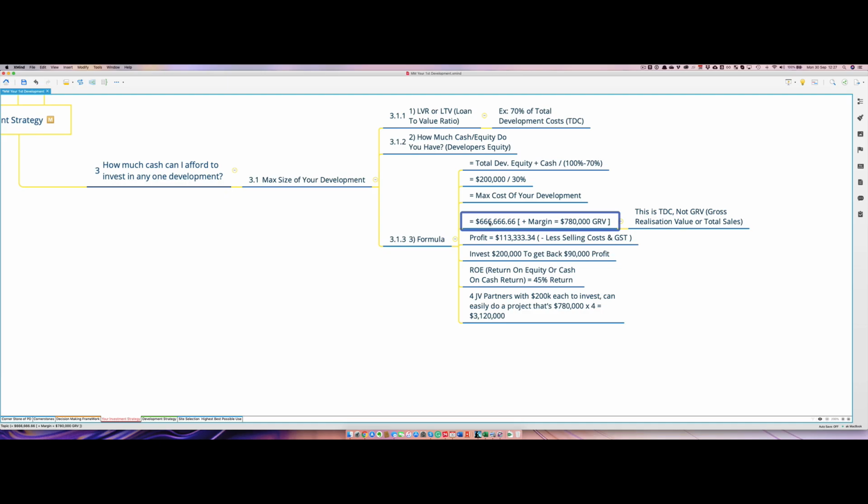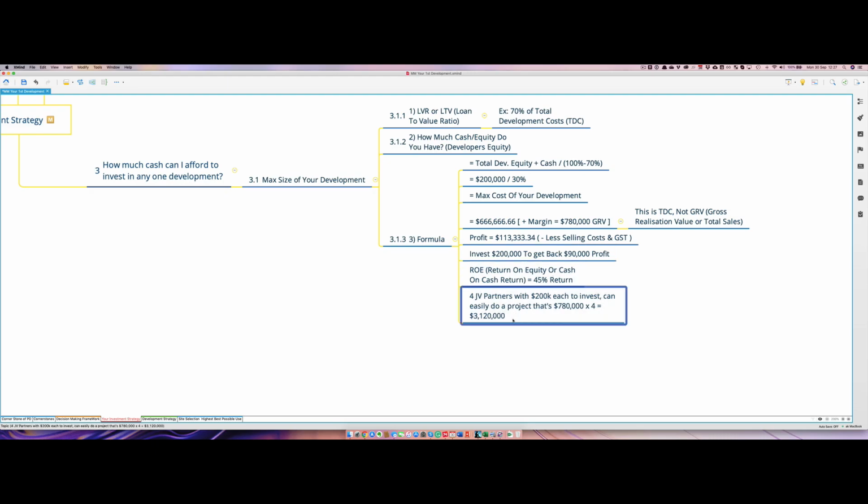Remember that this is the total cost. The cost of the development for that unit could be $666,000, but when you sell it on the market, it could be $780,000, because that's your developer's margin, your profit. You have to subtract the selling cost and GST from it. In essence, you are investing $200,000 of your own money, leveraging off the bank's money, to get back a $90,000 profit. So your return on equity is about 45%.